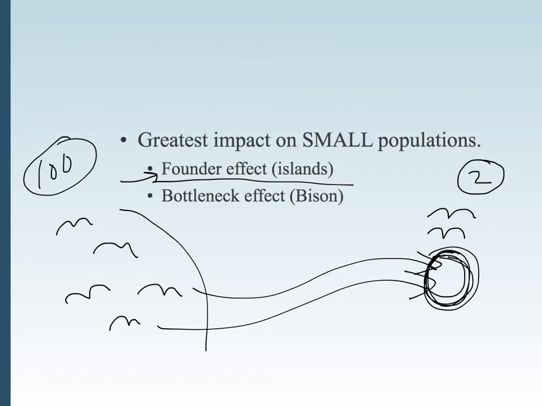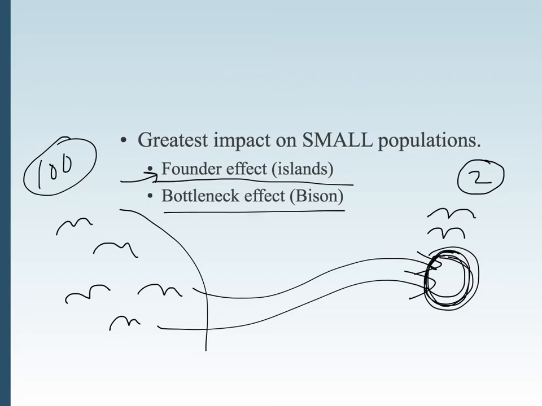And the bottleneck effect is just saying, well, if a population undergoes a huge reduction in size very, very quickly, and that reduction in size really has nothing to do with the genetics or the relative fitness of that population, then that is going to also greatly impact your P's and Q's. And so bison is a good example of that.